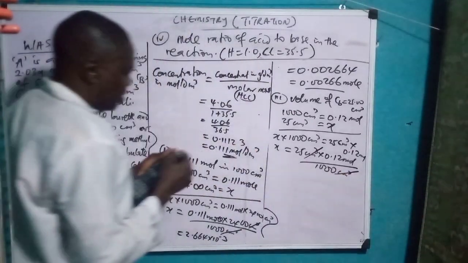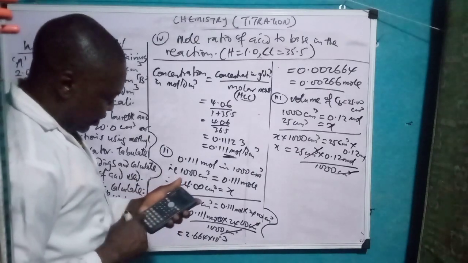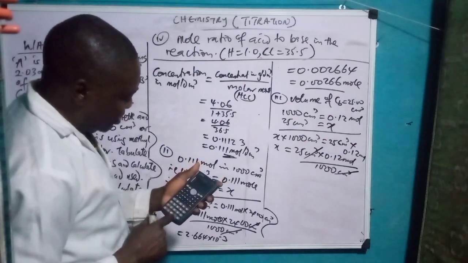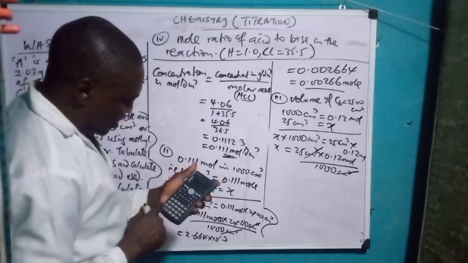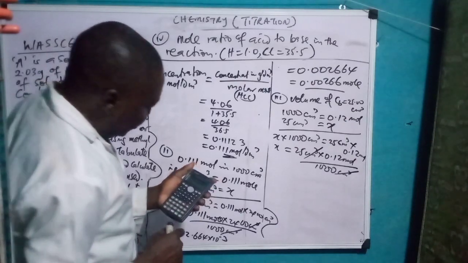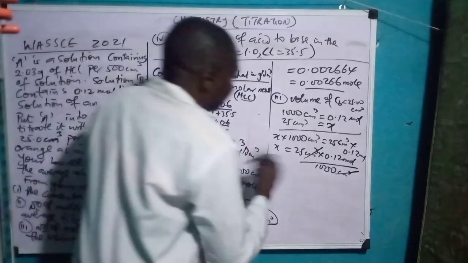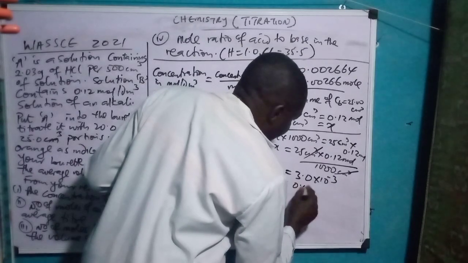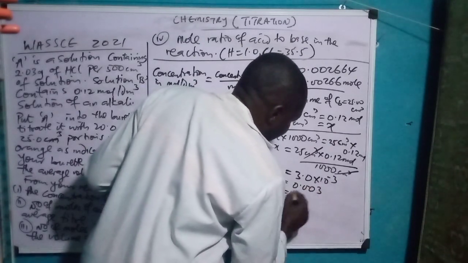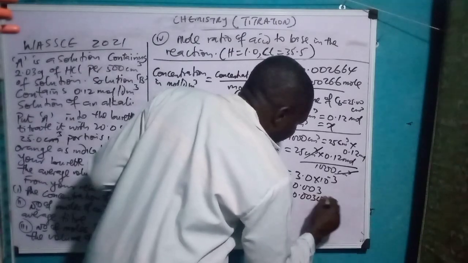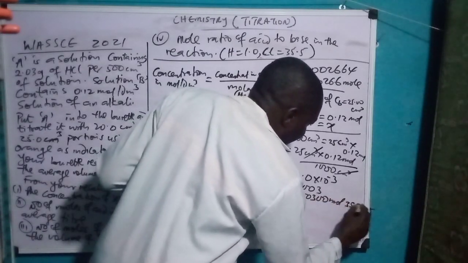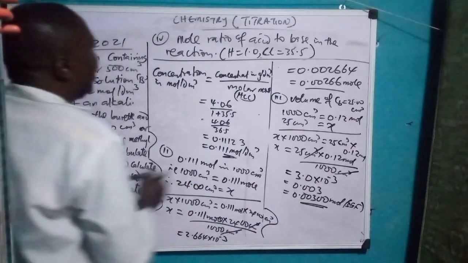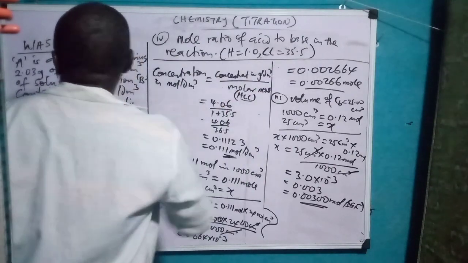The cm³ cancel. Let's see what we have. 25 times 0.12, divided by 1000, gives you 3.0 times 10 to the power minus 3, which gives 0.0030, approximately 0.00300 mole. 3 significant figures. Remember, you must maintain 3 significant figures throughout. That's that. Then the last one, mole ratio of acid to base in the reaction.